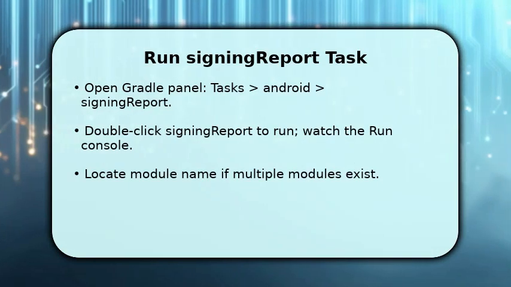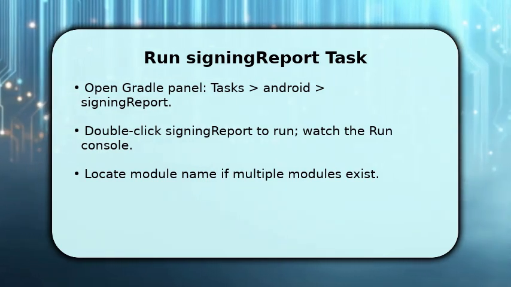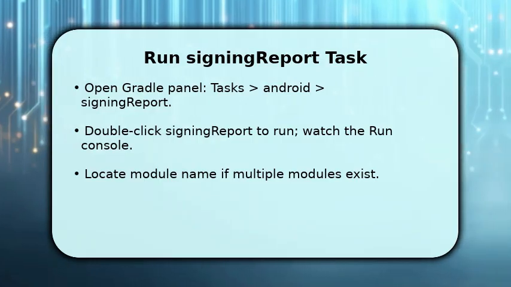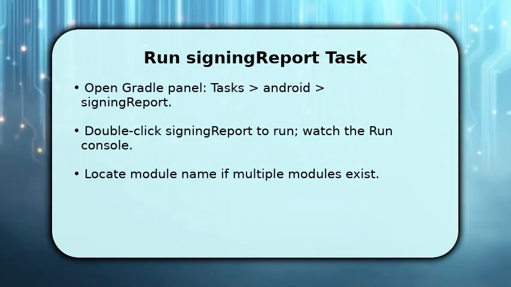You expand the Gradle panel and navigate to Tasks, then Android. Double-click Signingreport to execute. As it runs, watch the Run console for progress and any sync warnings. This is where outputs appear.